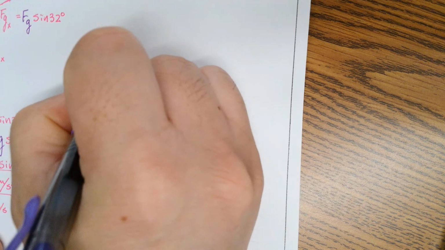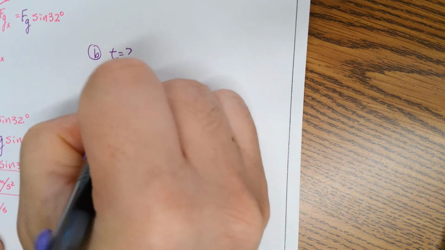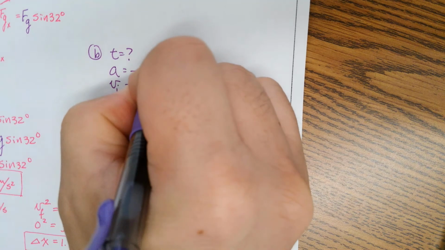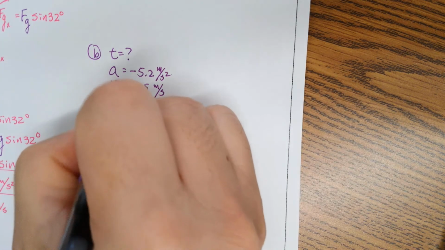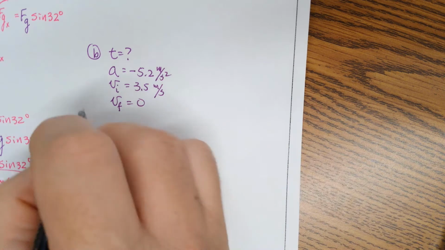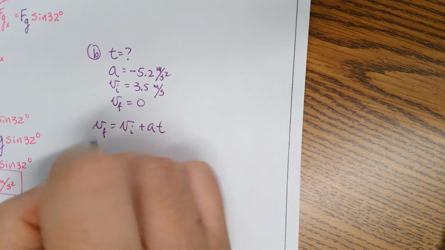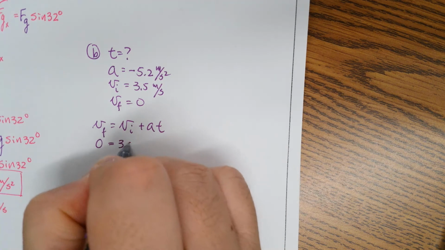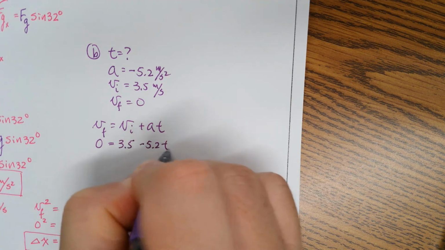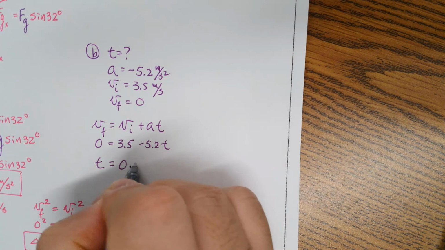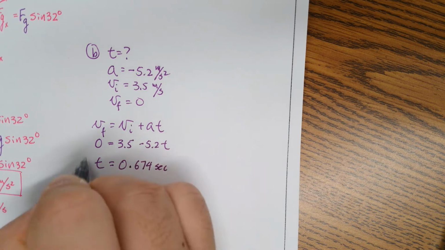Because we know acceleration again. We know initial velocity in the x direction, which is 3.5. We know the final velocity is 0. Equation number 1, right? So VF is equal to VI plus AT. 0 is equal to 3.5 minus 5.2 T. So T is equal to 0.674 seconds.